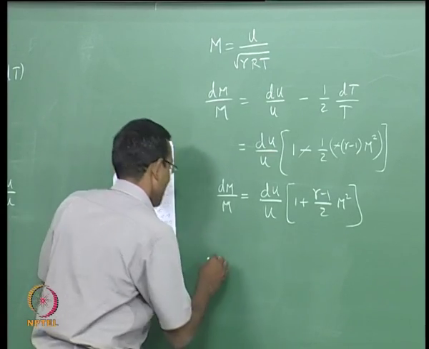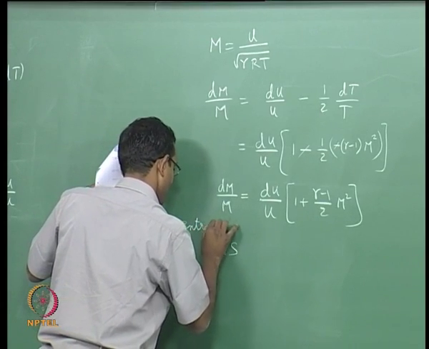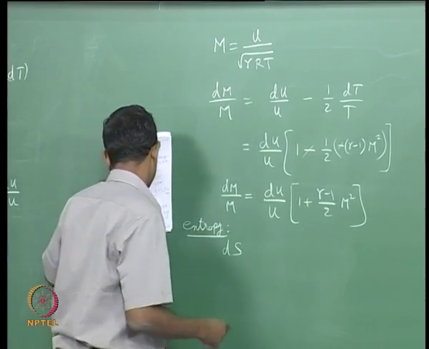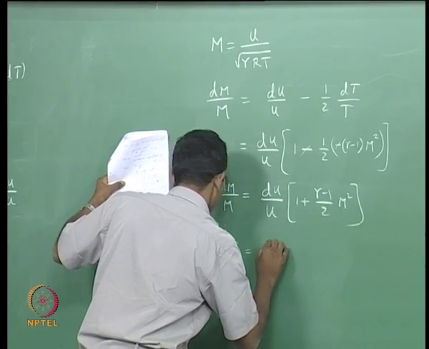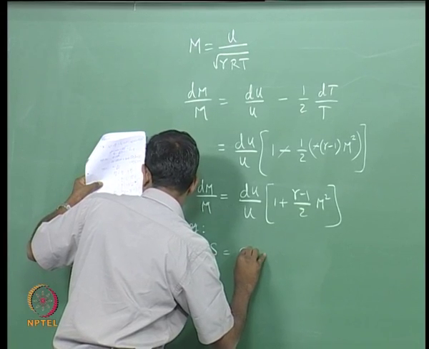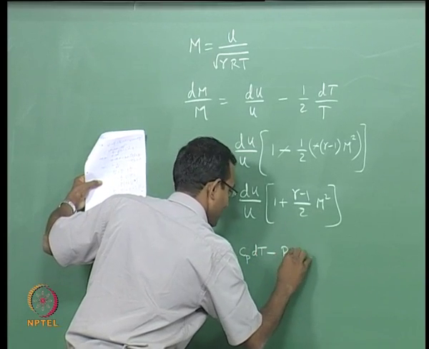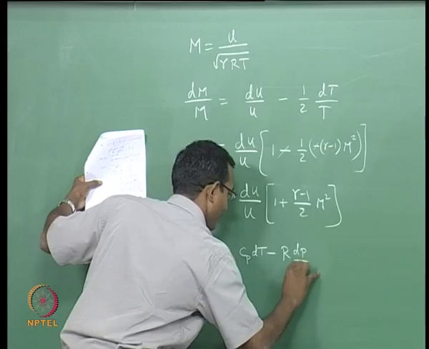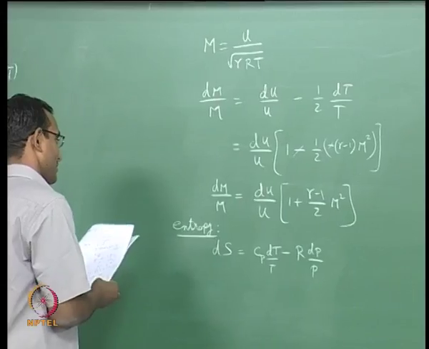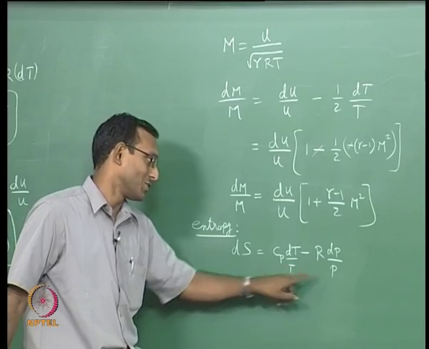How do I go there? We know ds, I have to put entropy here. Entropy ds is equal to, we have so many forms, I will write a form that is convenient for me. Cp dT by T minus R dP by P. Okay, actually, it should be dT by T. I will write it like this. You can bring it to this particular form. This is how you get the isentropic relations.